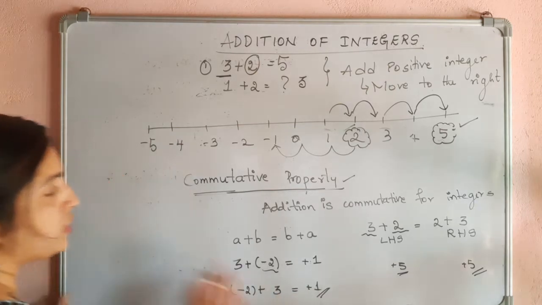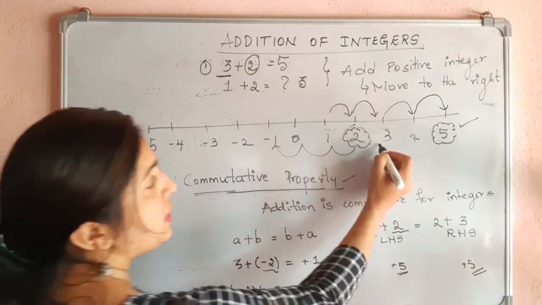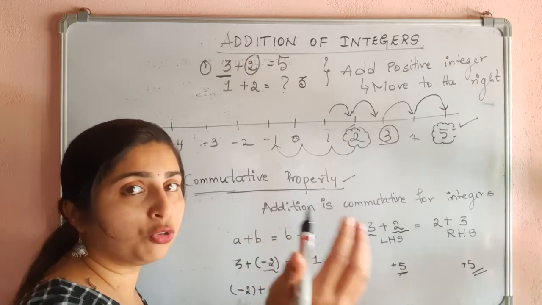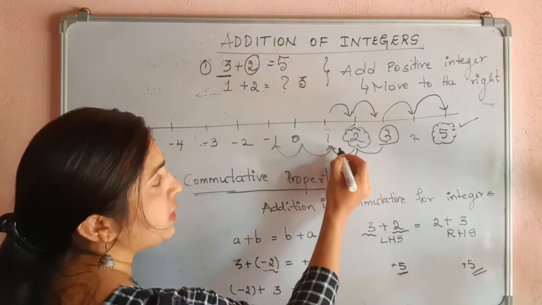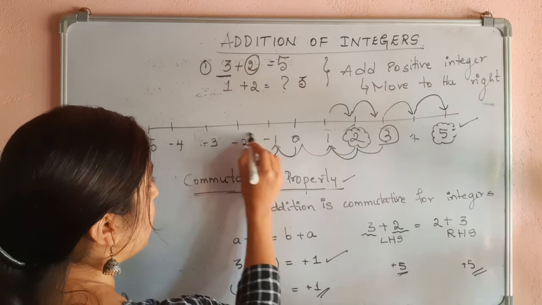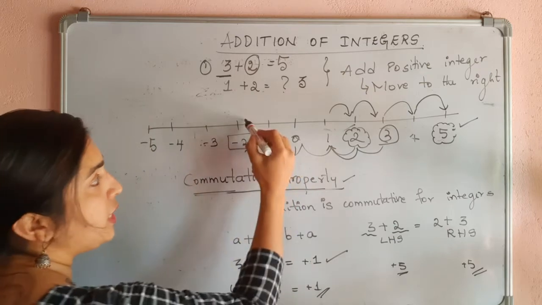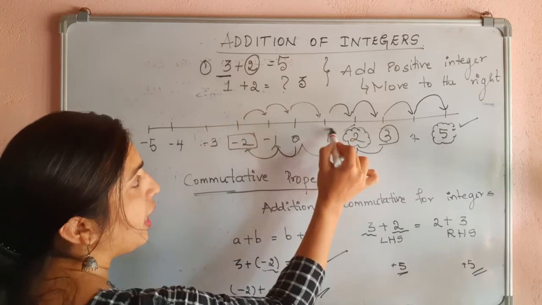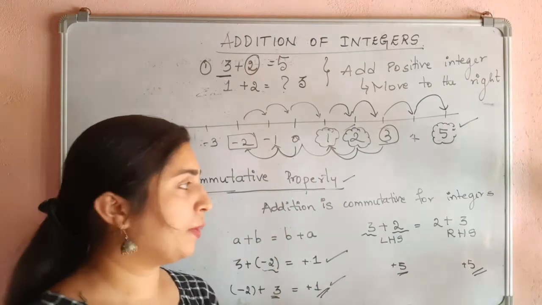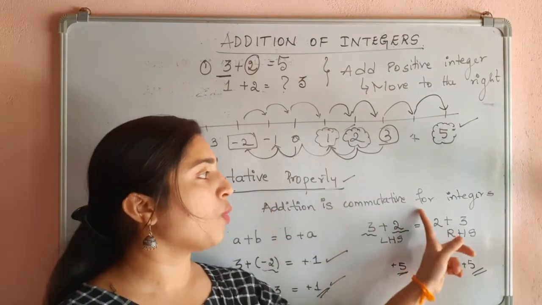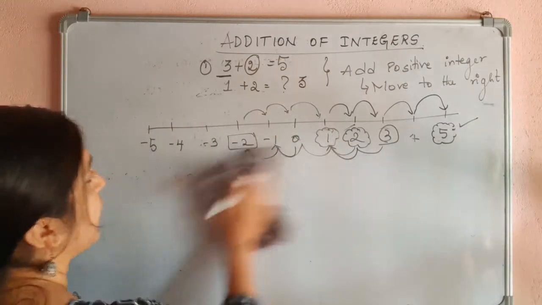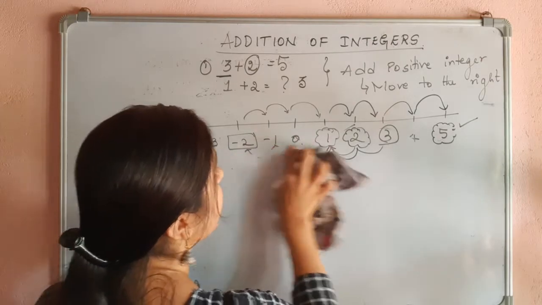You can check it using the number line also. See, 3, this is 3 plus minus 2. That means I am adding a negative integer, so I have to move to the left. So 1 and 2 units. That gives you 1, right? If I take minus 2, I am going here. Then from this I am adding a positive integer: 1, 2 and 3. Again I arrived at 1. So this is proving the commutative property. We can say addition is commutative for integers. Next, let us take the associative property.